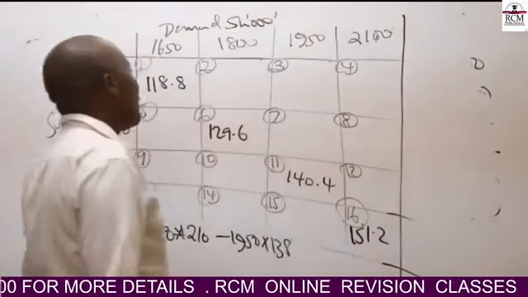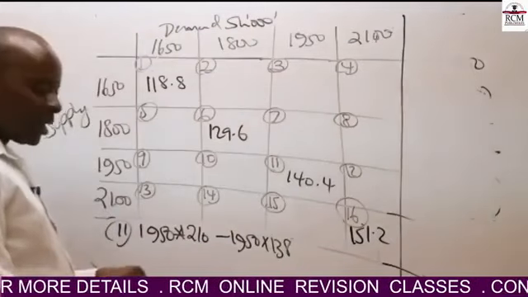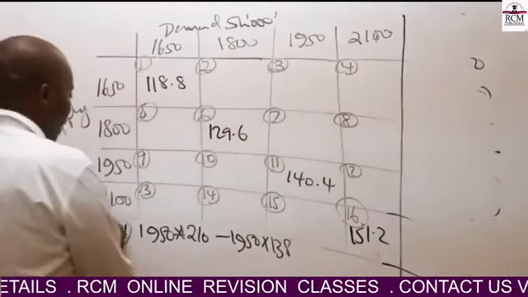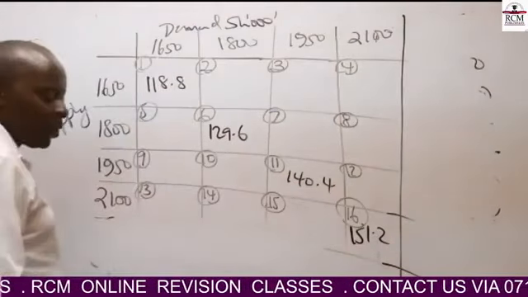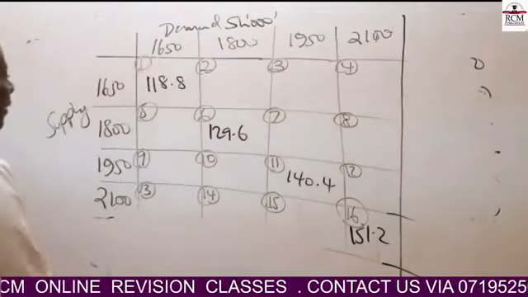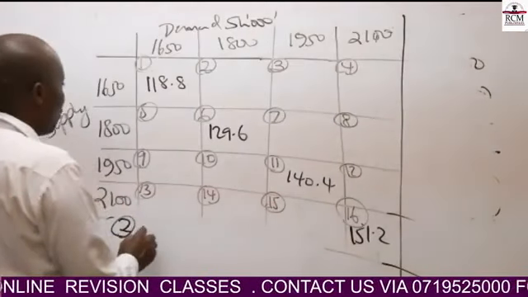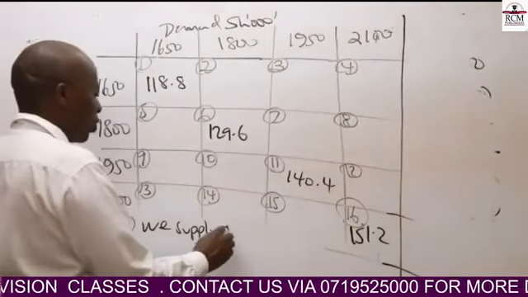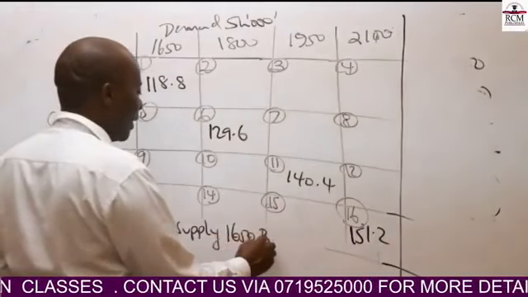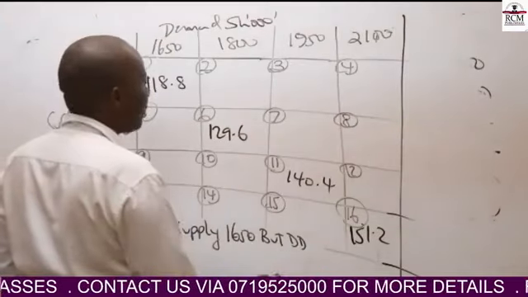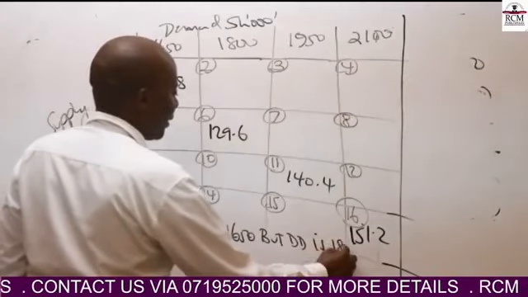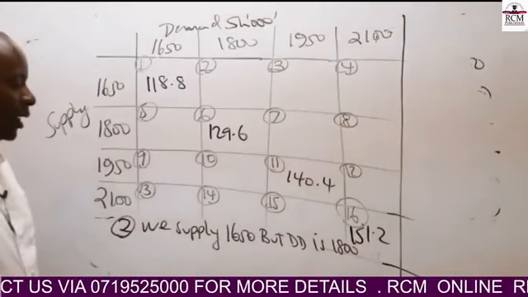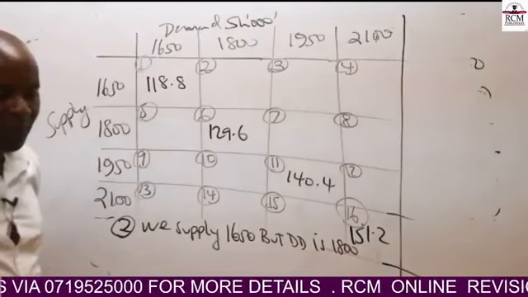So could we then kindly go to cell number 2? What is happening in cell number 2? For cell number 2, ladies and gentlemen, we supply 1650, but demand is 1800. So please help me make a decision there.